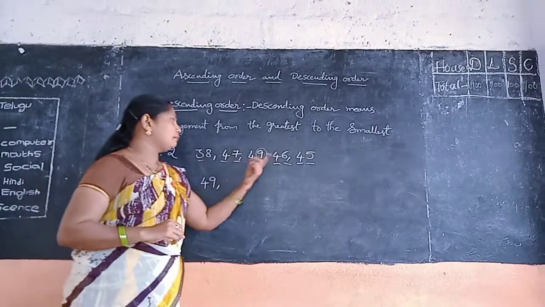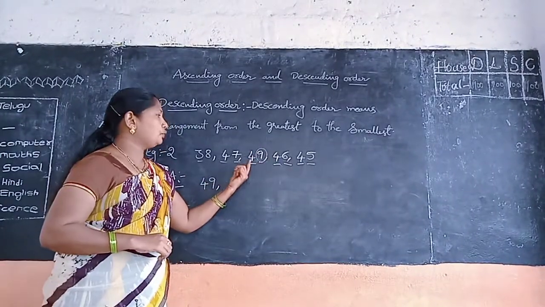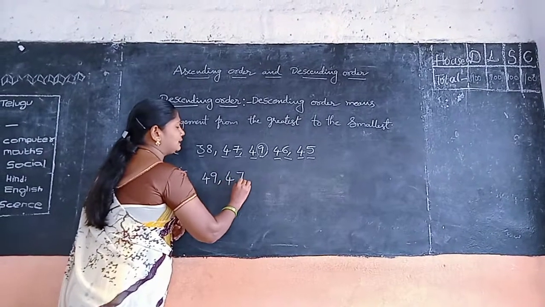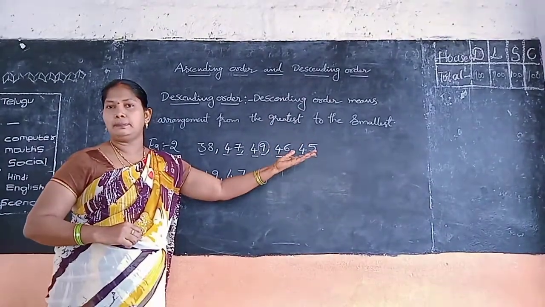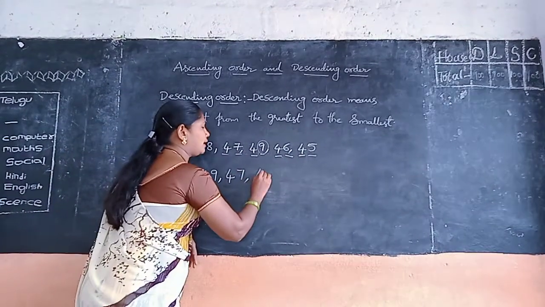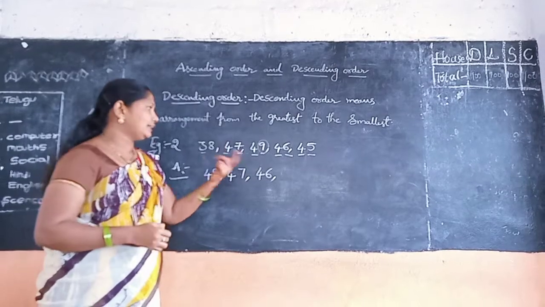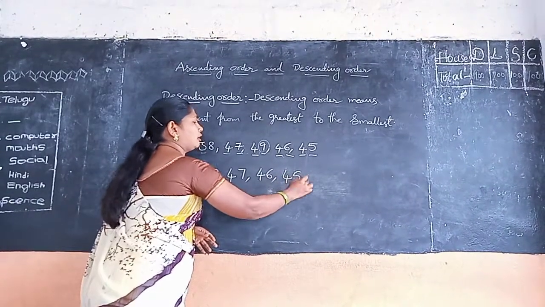Okay, next one. Same. 7, 6 and 5. Which one is the big one? 7 is the big one. Now take 47. Next, 6 or 5. Which one is big and which one is small? 6 is big, 5 is small. Now take 46. Last one in the 2-digit numbers is 45. Now write the last one, 45.